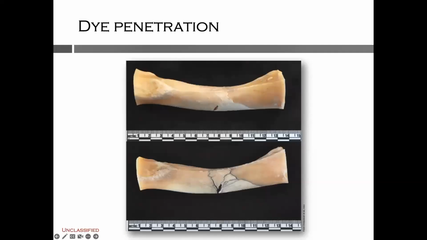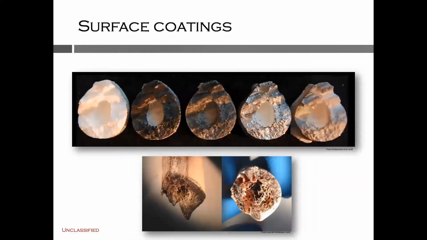It's important to note that generally reversible coatings are recommended. However, the application of dye or ink in this way should be considered permanent when applied to bone because it can be difficult to remove ink from those hairline cracks. Another type of contrast media that's available are surface coatings.